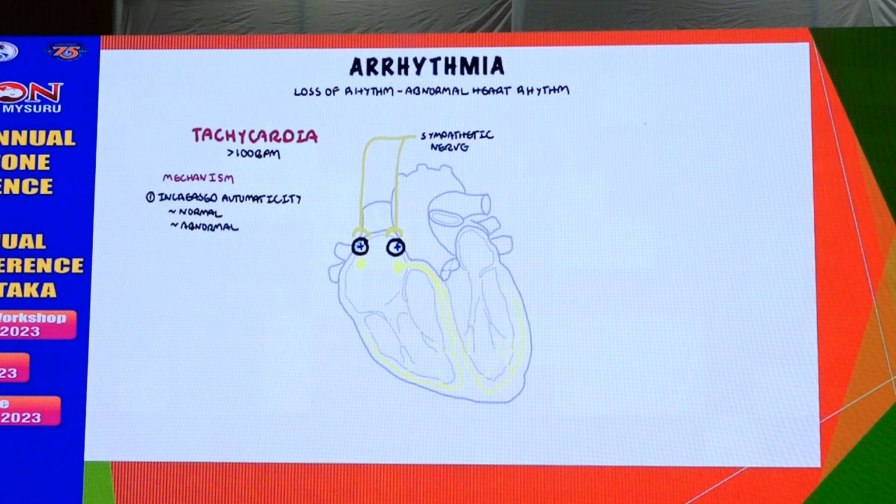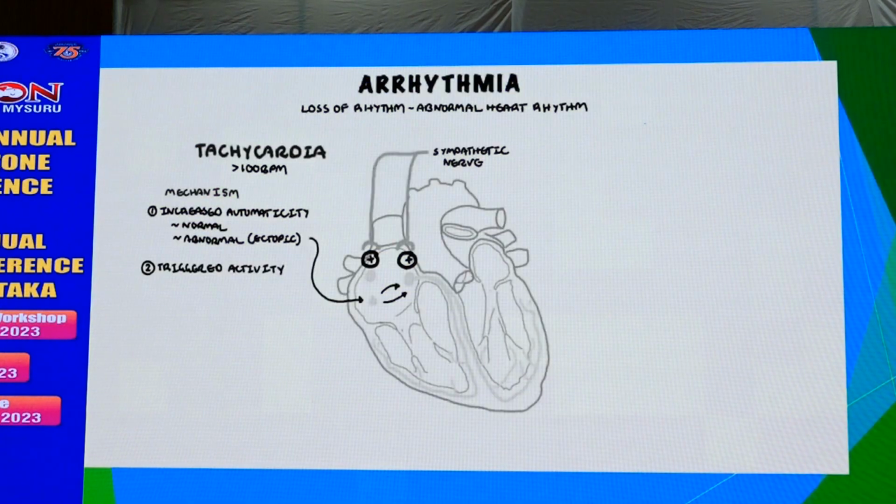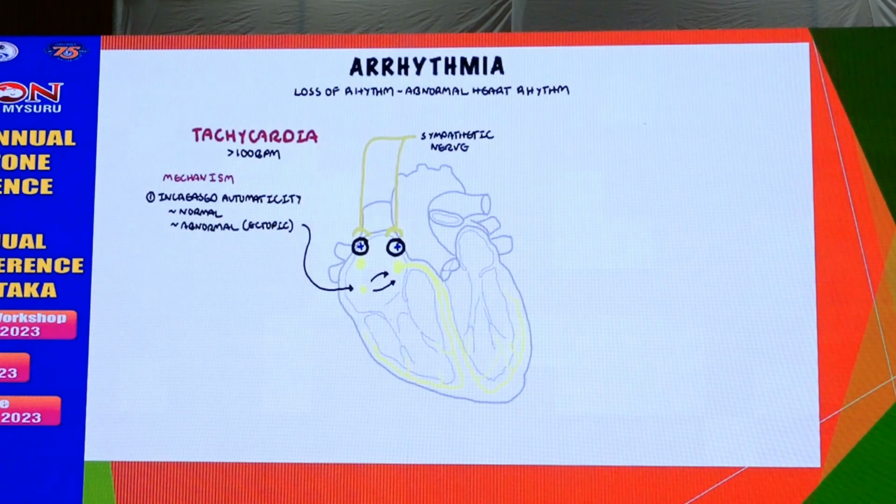How does it happen? Whenever there is sympathetic stimulation, like exercise or anxiety, it stimulates either the SA node or the AV node and increases the heart rate. Not only that, automaticity can happen anywhere in the other parts of the myocardium. For example, in atrial fibrillation, there may be an ectopic focus in the atria, which, because of its increased automaticity, can send more impulses to the AV node. This is an example of increased automaticity other than the SA node.